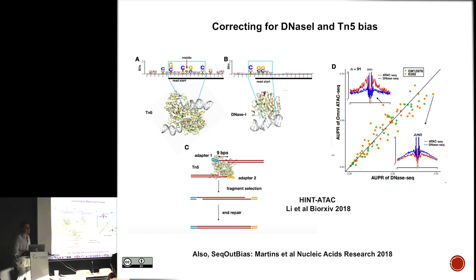Any questions on the bias? Okay. So I guess this is like bias towards which motif? Yes.